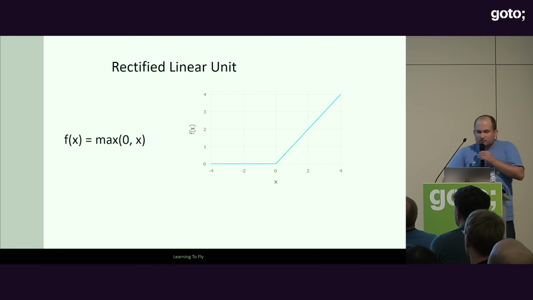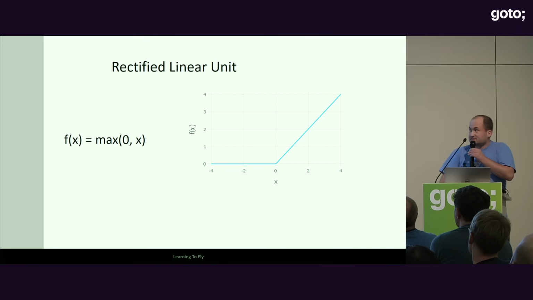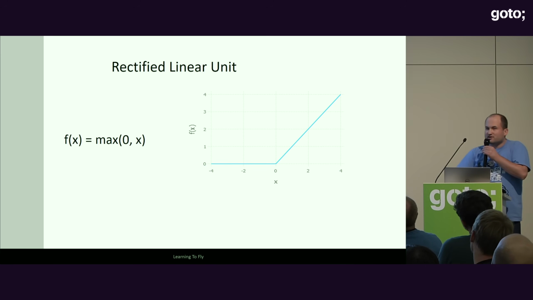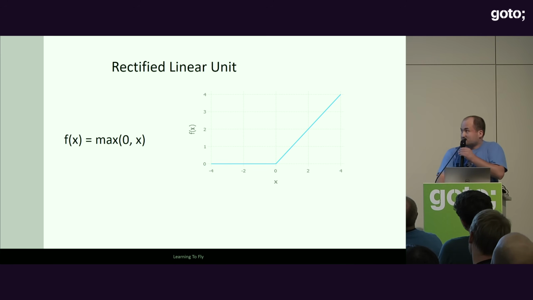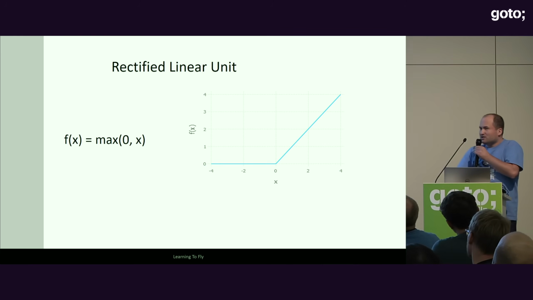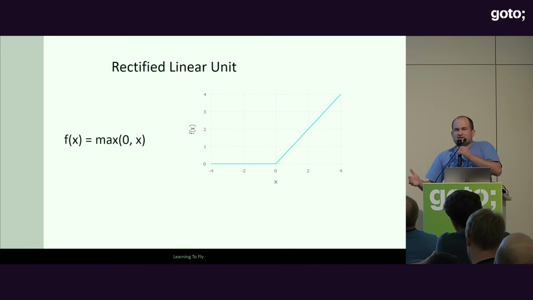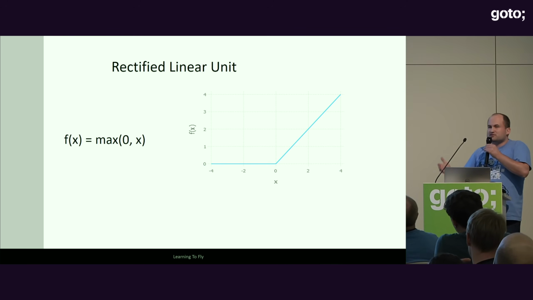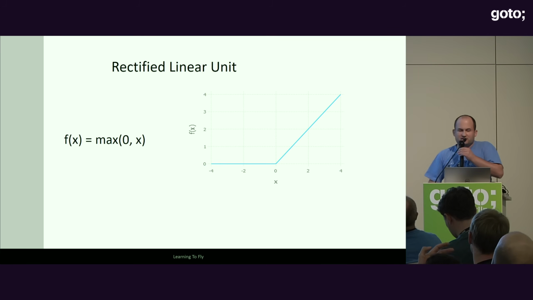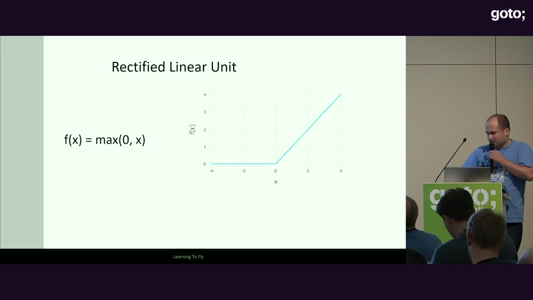Usually in convolutional networks, we use the rectified linear unit as the activation function. It is a very simple function that is almost linear, but negative values are set to 0. And we can think about this function as the simplest possible nonlinear function that can be used to add some nonlinearity to the network.